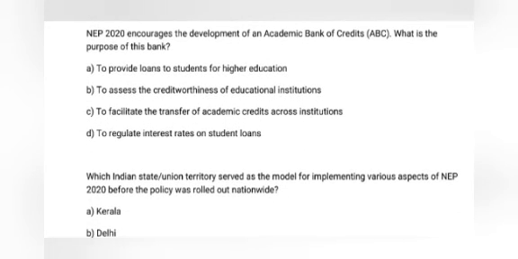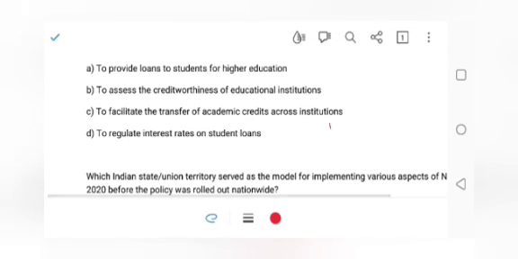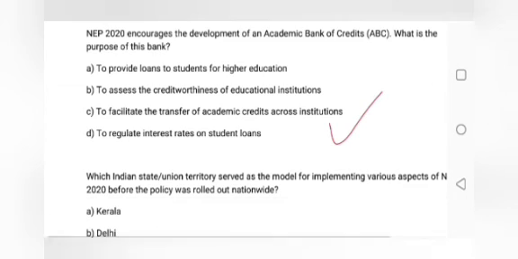Next, NEP 2020 encourages the development of Academic Bank of Credits, in short ABC. What is the purpose of this bank? These are the options. Correct option will be to facilitate the transfer of academic credits across institutions.